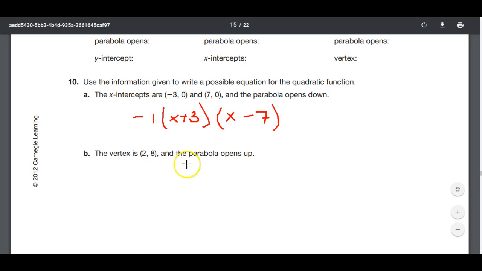Okay, vertex is 2, 8, and the parabola opens up. So the parabola opens up, then I need a positive number for a. And then I have x minus 2, close the parentheses and square that, plus 8. This is just vertex form.